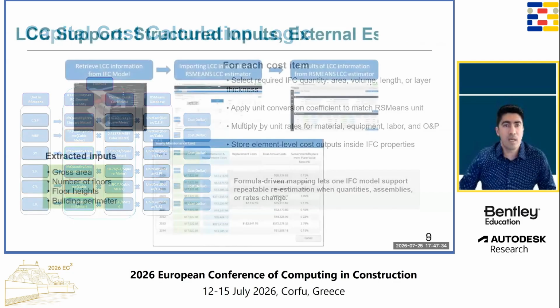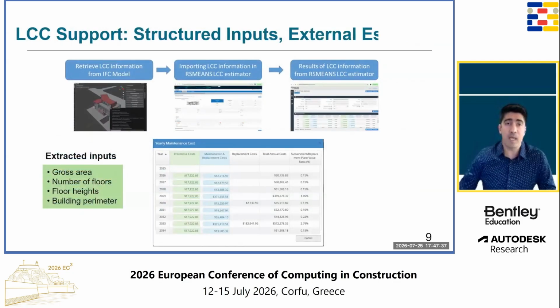So these formulas are applied behind the scene in terms of developing those cost values. And as I mentioned, RSMeans has one feature in terms of using the historical data in running the life cycle cost analysis and providing the preventive cost, maintenance and replacement costs for the next 10 years. And to do that, it requires some inputs, like a gross floor area, number of floors, floor height, building perimeter.